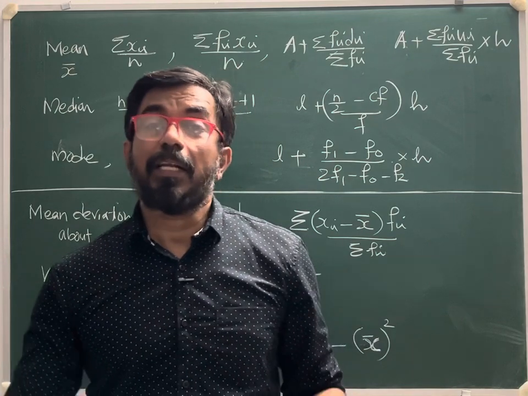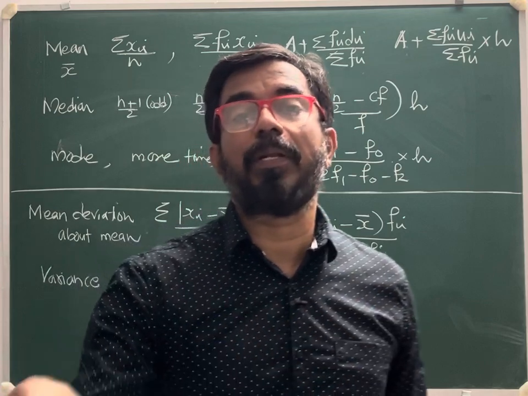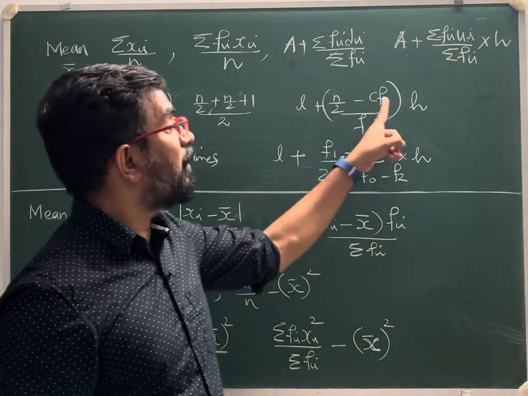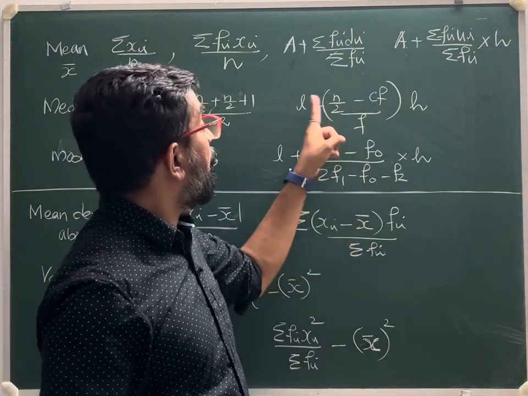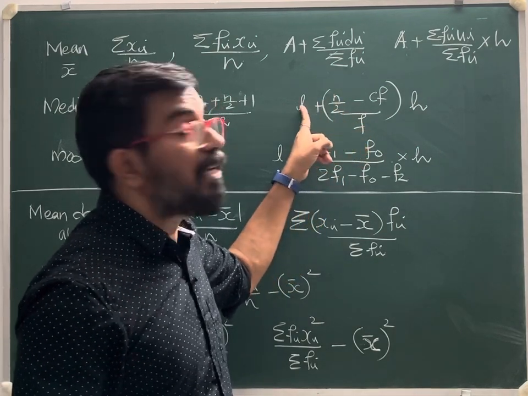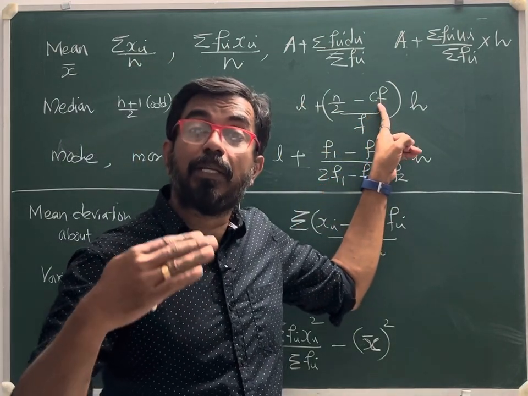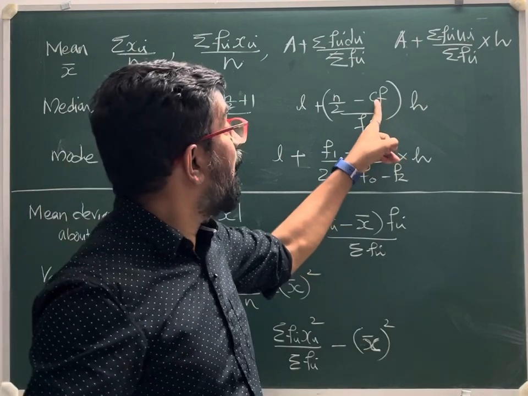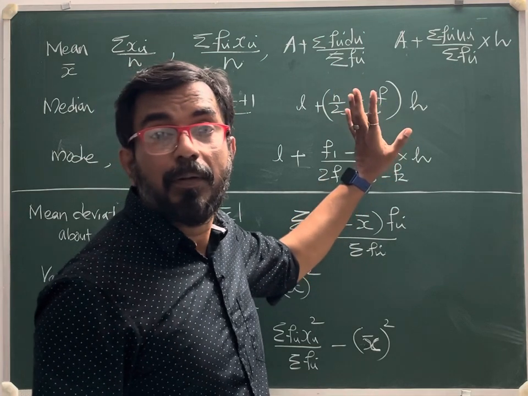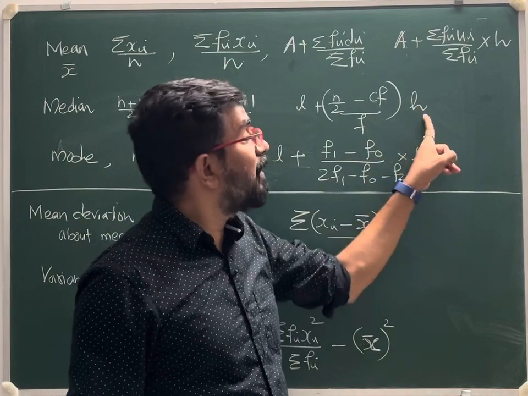In that, the total number divided by 2 will give you which class should be taken as the median class. After you select the median class, the formula is L plus (n by 2 minus CF) divided by F, into H, where n is the total frequency, the last cumulative frequency number, divided by 2. L is the lower limit of the median class which you choose, and CF is the cumulative frequency lying just before that median class, above the median class, the predecessor. F is the frequency of the median class, and H is the class width.